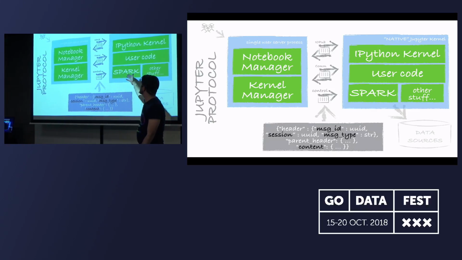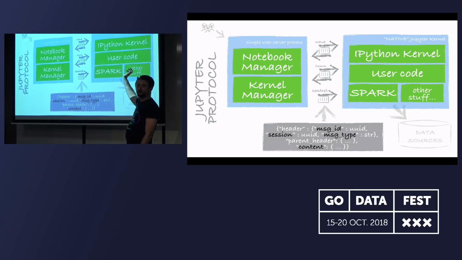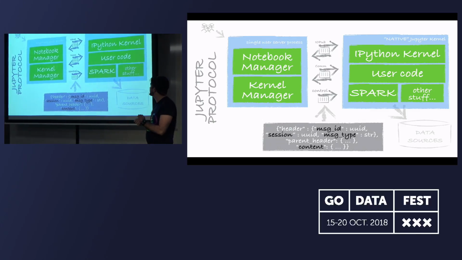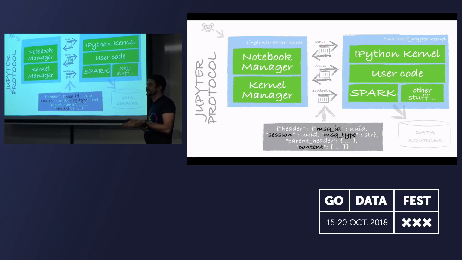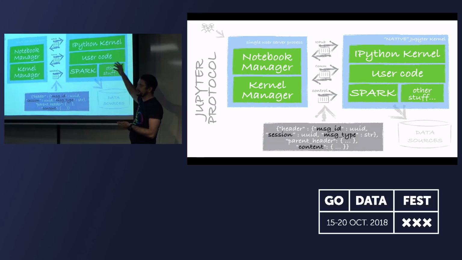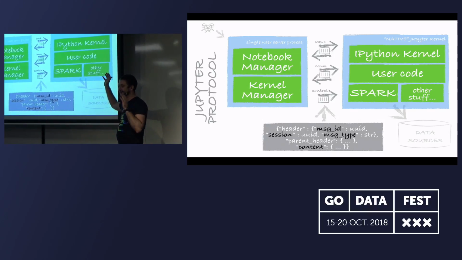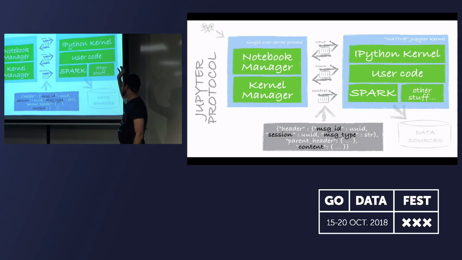And we have another process called the Jupyter kernel. Within the Jupyter kernel, we have IPython, a very nice library. Then we execute the user code over there. And we execute Spark and other stuff like scikit-learn, NumPy, pandas, whatever. And here's how we're accessing data.